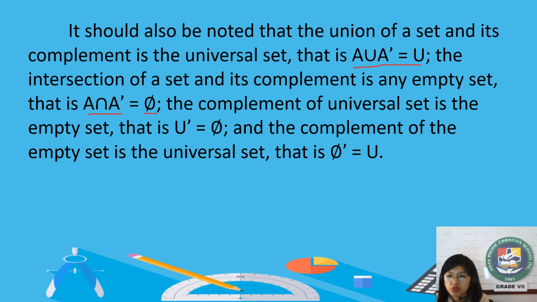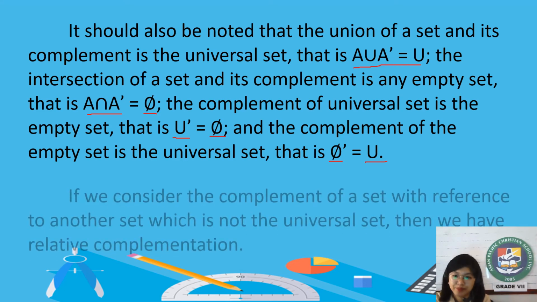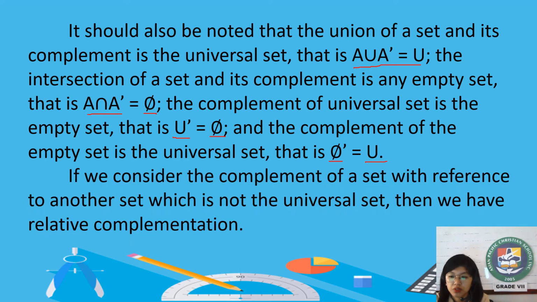The complement of the universal set is the empty set. That is, the universal set U prime is equal to the null set. And the complement of the empty set is the universal set. That is, the complement of the null set is equal to the universal set. So if we consider the complement of a set with reference to another set which is not the universal set, then we have relative complementation.